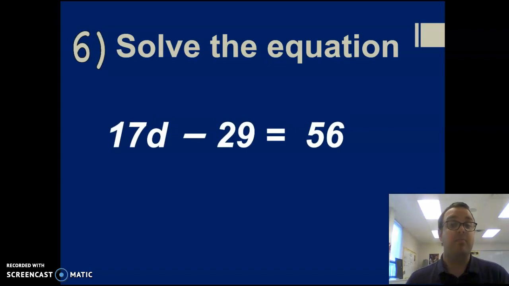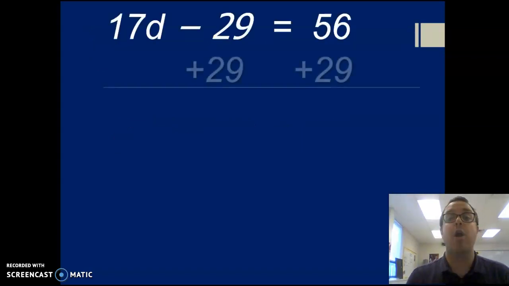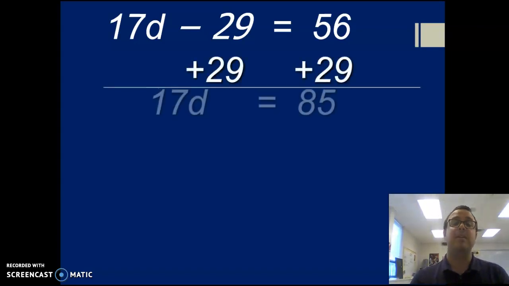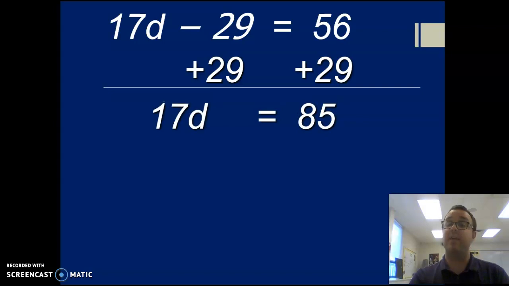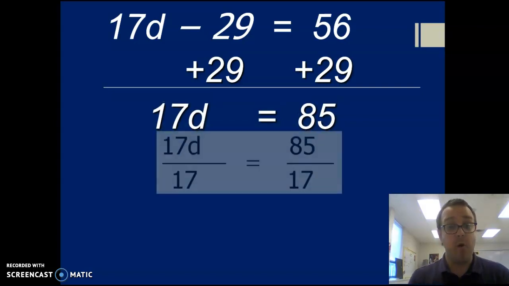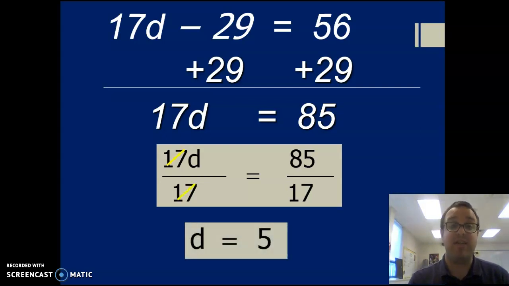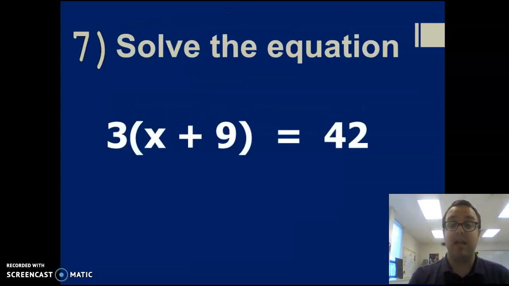Here's another one. Mr. Guy, how do we solve this one? Guess what we're going to do? We're going to add 29 to both sides. Get rid of that subtraction that's there. 17d equals 85. Then guess what we're going to do? We're going to divide by 17 because we got to get rid of that division that's there. And we're going to end up with d equals 5. And again, plug the 5 back in. Make sure your check step works out. And then you get 56 on both sides, which we will in this instance. All right?